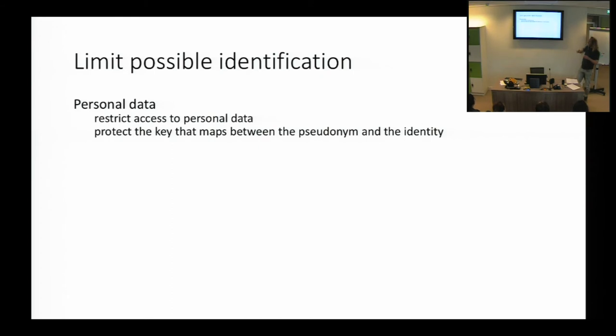We protect the key that maps between the pseudonyms. So we identify subjects by the pseudonym. We give them a code. And the code, the mapping between the code and the real identity, that is protected. That's kept safe.